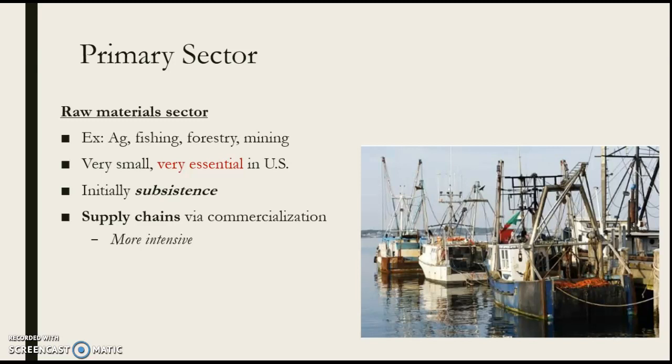Over time, the primary sector has changed. It's become more intensive, where farmers today are producing food for over 150 people per farmer. We've seen that the primary sector has become heavily commercialized. So we've seen these different efficiencies arise in the primary sector so that we could produce more with fewer employees.